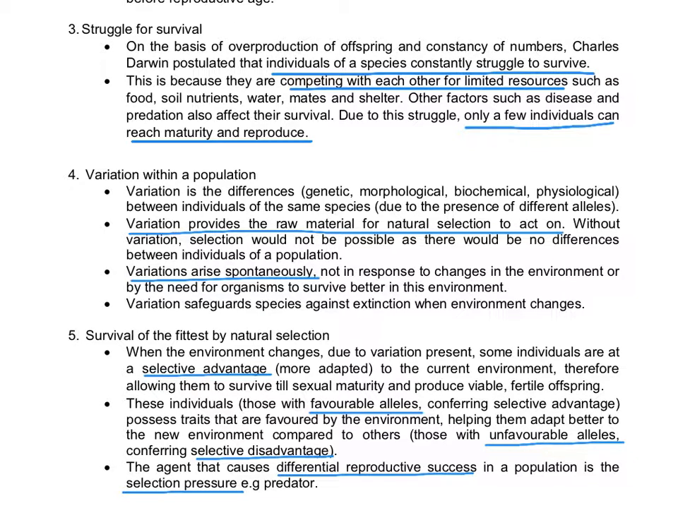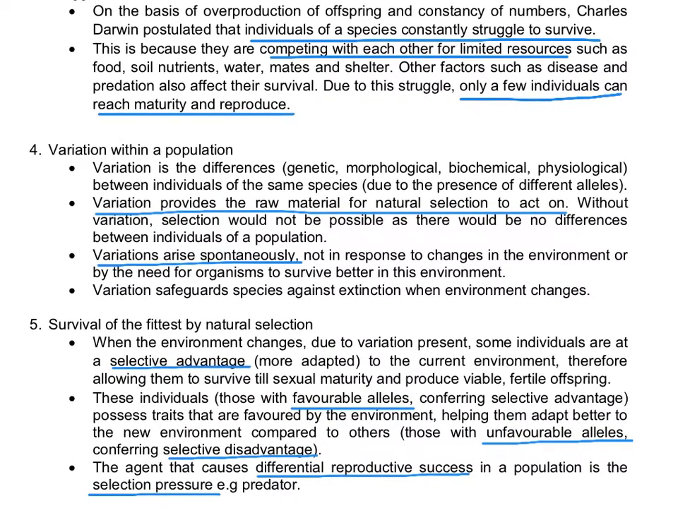So, what else did he postulate? It was the idea that he noticed that there is variation within a population. When you observe a certain population, the individuals are not clones of each other. They actually have certain differences. So that's where this idea came about, that variation provides the raw material for natural selection to act on.